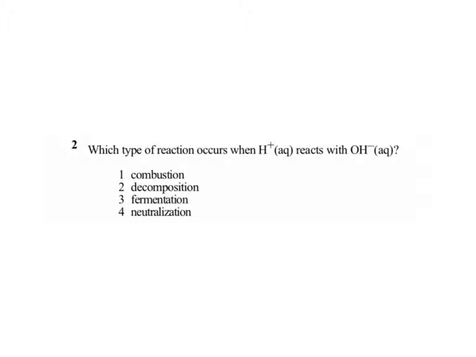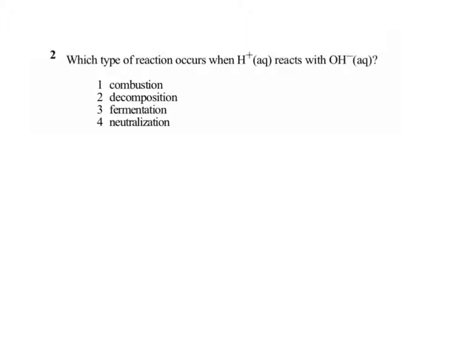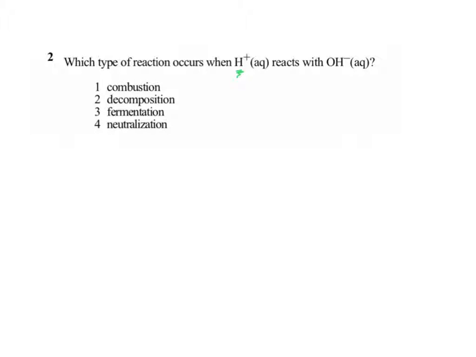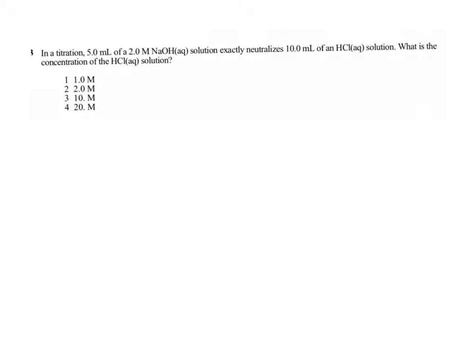Now in this question, it's asking what type of reaction occurs when an H plus and an OH ion get together. Well, if we have H, which is the acid, and the OH, which is from the base, and we end up making water, we end up with something that is neutral. And that is a very special type of reaction called a neutralization reaction. Bam, done. Moving on to the next one.